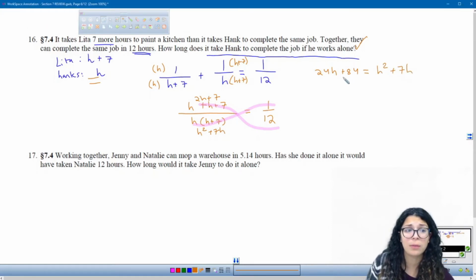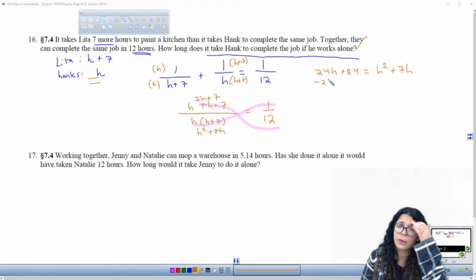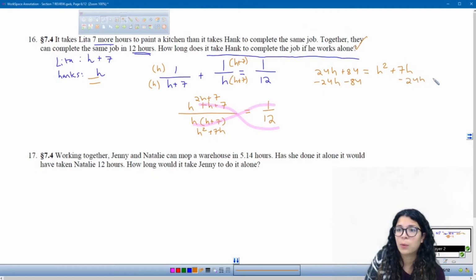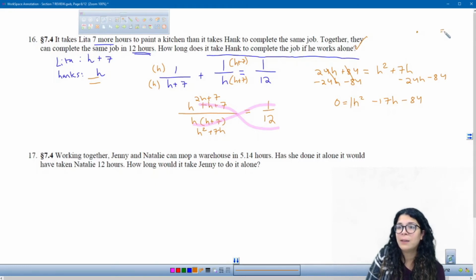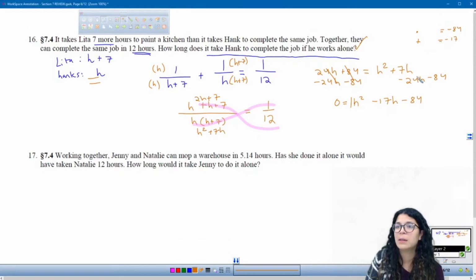Then we need to solve for H. This is a quadratic, so I'm going to bring over the 24H and the 84. I'm going to subtract 24H and subtract 84 from both sides. So now I have H squared, and then 7H minus 24H is negative 17H, and I bring down the negative 84. In order to solve this, I could try to factor, right? Multiplies to negative 84, adds to negative 17.